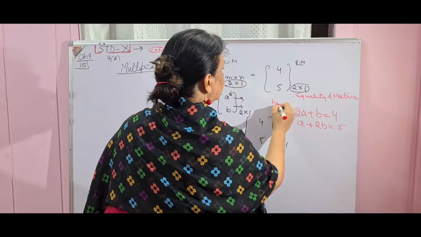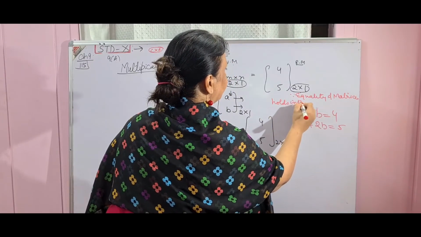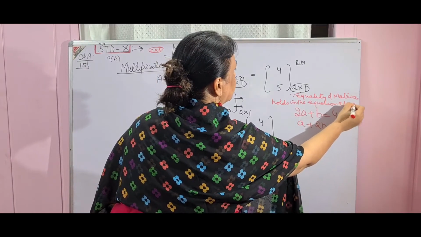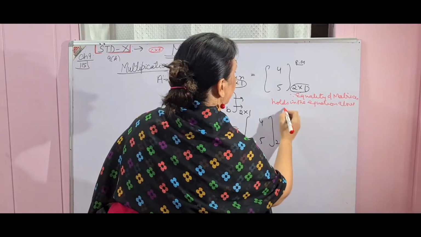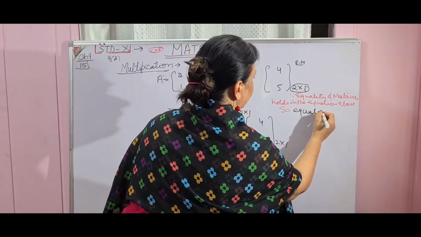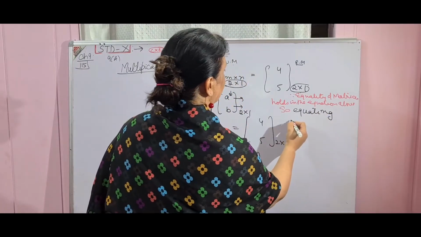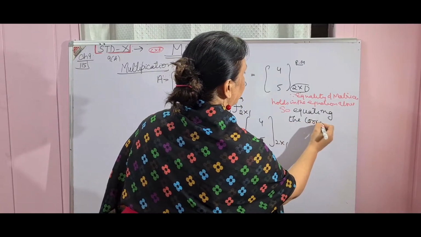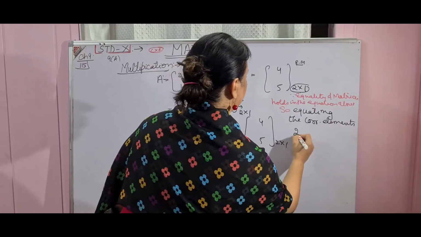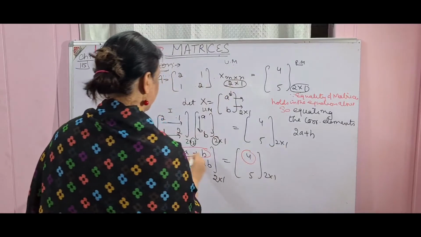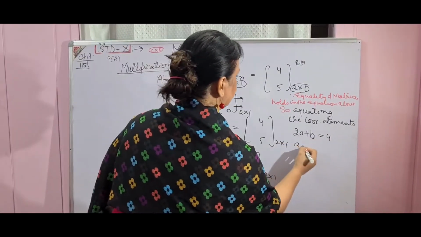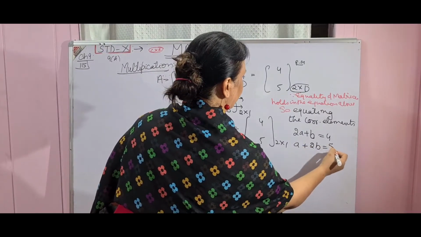Because equality of matrices holds in the equation above, so, equating the corresponding elements. See how I am writing it. Then don't say ma'am has cut the marks. So, equating the corresponding elements, it will be 2a plus b. This first will be equal to 4 and a plus 2b is equal to 5.